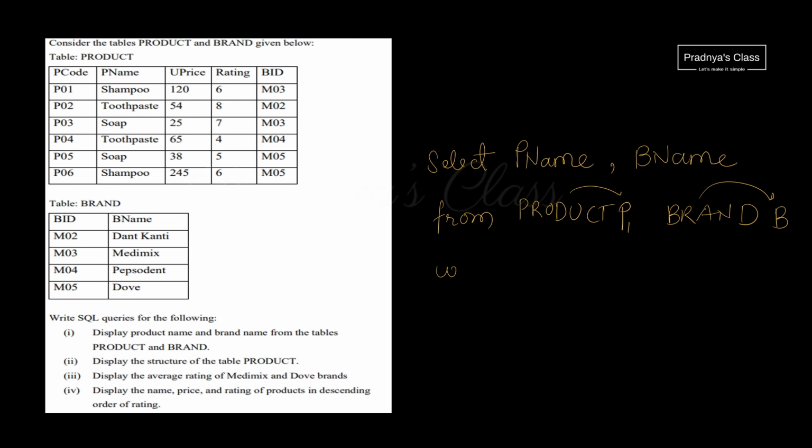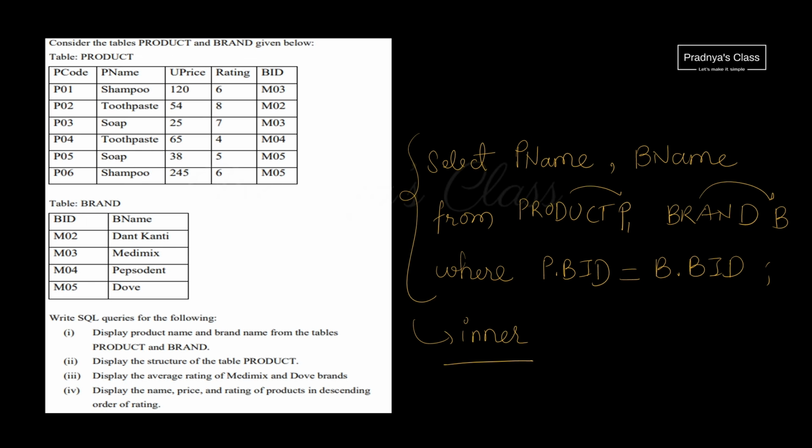It's time to write the where clause. With the where clause, we are matching the common column. The condition is P.BID should be equal to B.BID. So here is the query. You can even write this query with inner join too, because we need matching records, and you know we get matching records with inner join or with equijoin.